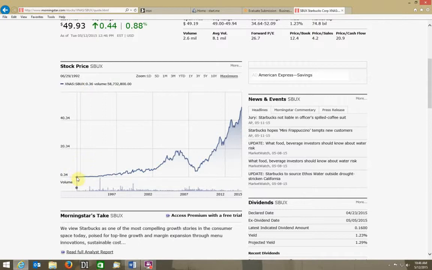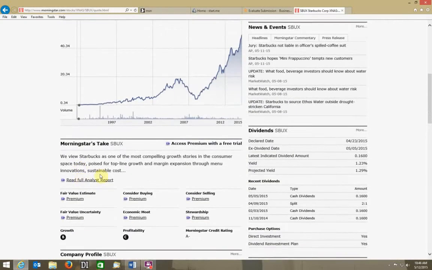But if you look up on top there, now it's selling for just about $50. So imagine if you had bought 1,000 shares of that, it would have cost you $360 back in about 1995. And today, that same 1,000 shares would be worth about $50,000. Would have been a pretty nice investment, right?